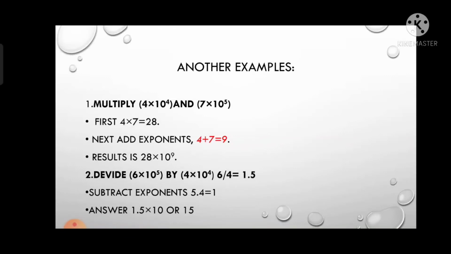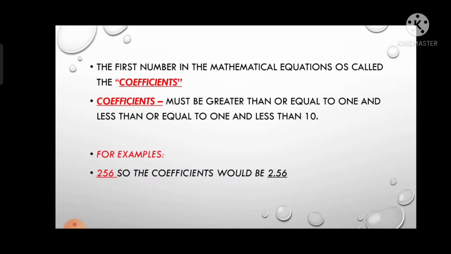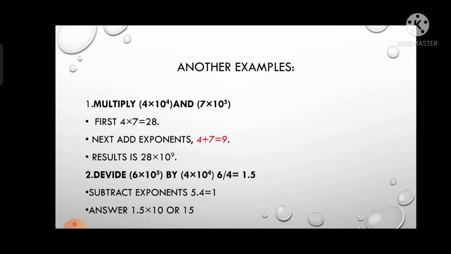So, where are the coefficients? According to the meaning of coefficient, it is the first number in the mathematical equation. So, the first numbers are 4 and 7. We multiply them, and the result is 28. Next is add exponent. The exponents are 4 and 5, so sorry, na mali. Dapat 4 plus 5 is equal to 9. So, the result is 28 times 10 to the power of 9.